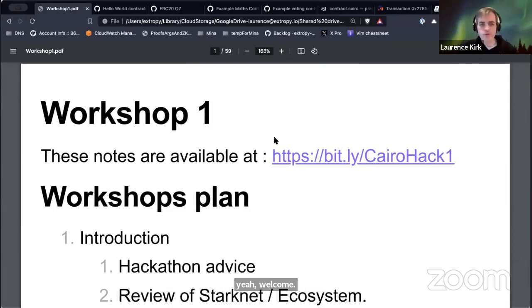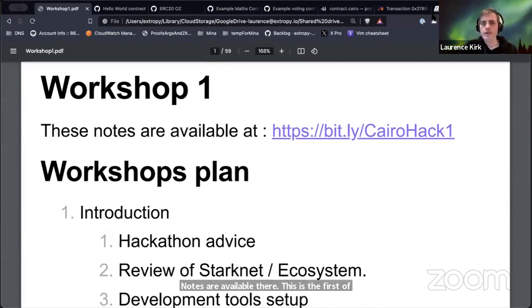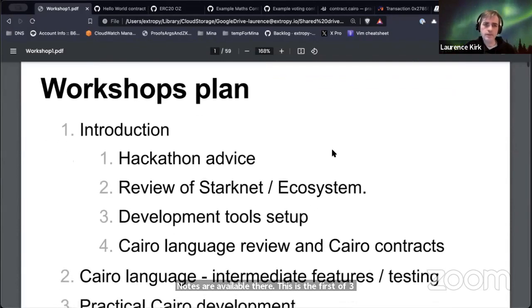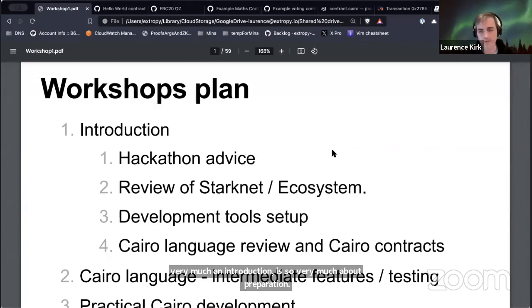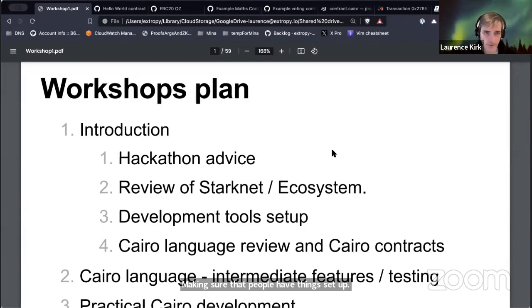This is the first of three workshops. The plan for today is very much an introduction. It's about preparation, making sure that people have things set up and that you have a basic understanding. I have been led to believe that people will have some knowledge of Rust and Cairo. If that's not the case, then please let me know. But that's where I'm starting from.